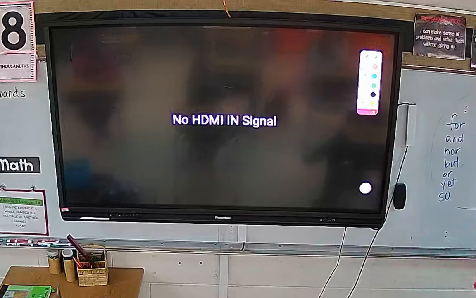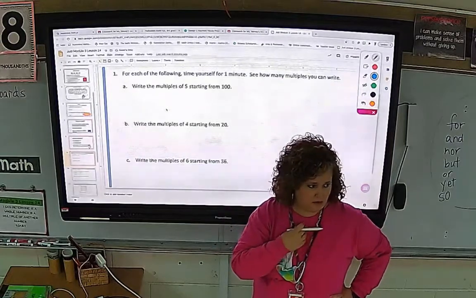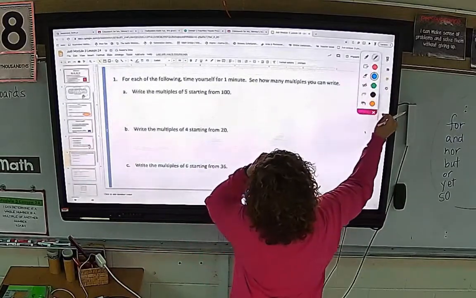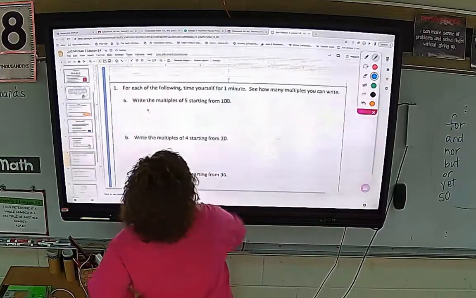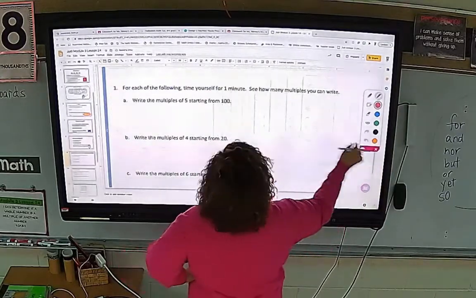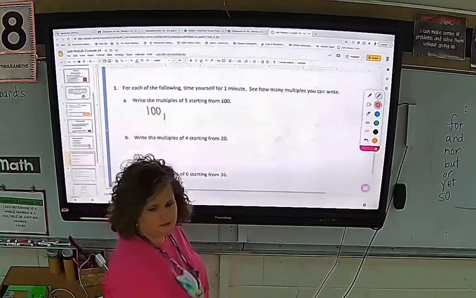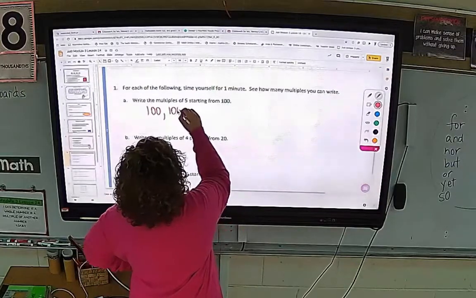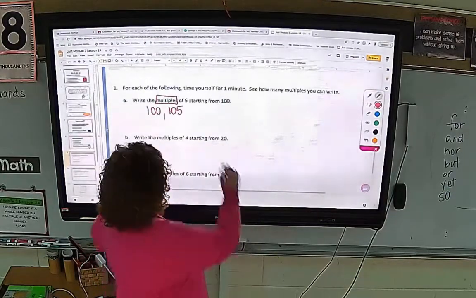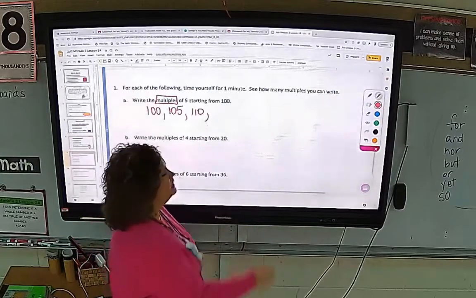So you're going to write the multiples of 5 starting from 100, not up to 100. So you're going to start at 100. That's your first number. What would come after 100? 105. Remember, multiples, your skip count. What would come next? 110. What would come next? 115.